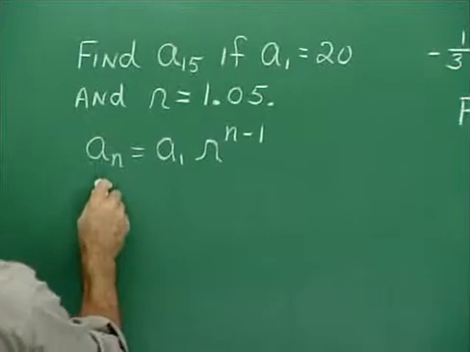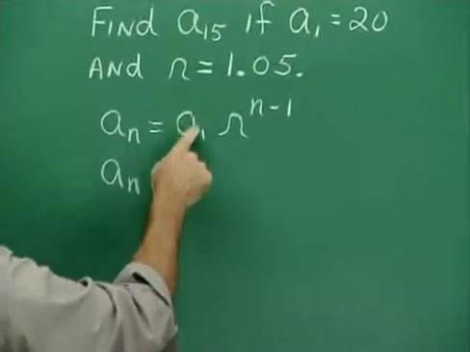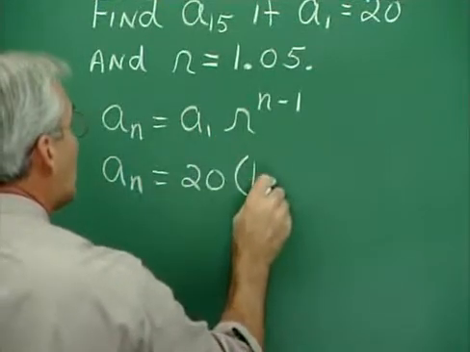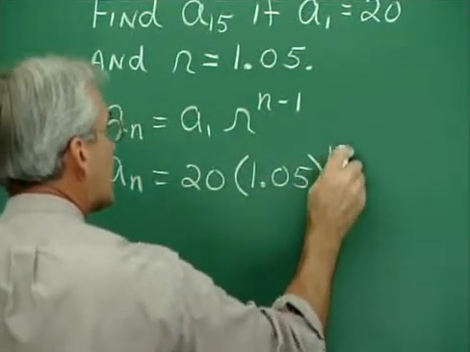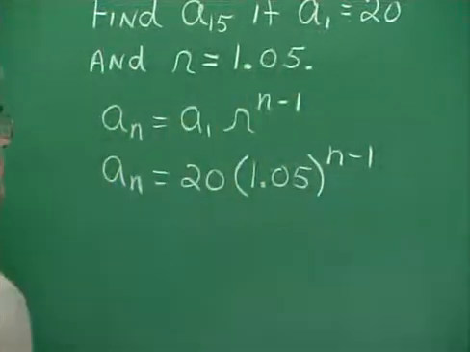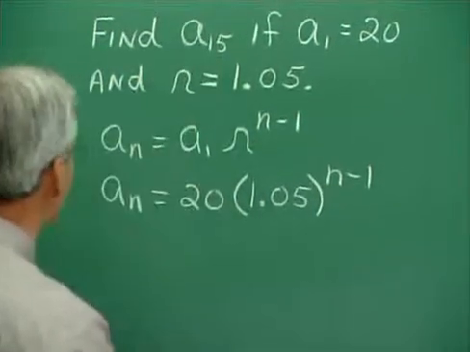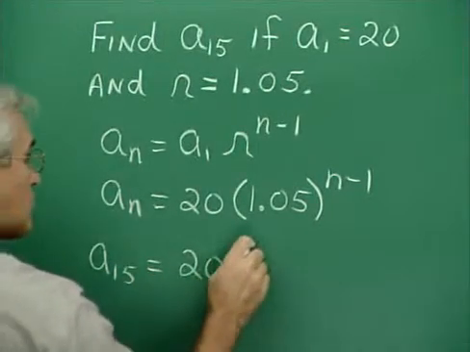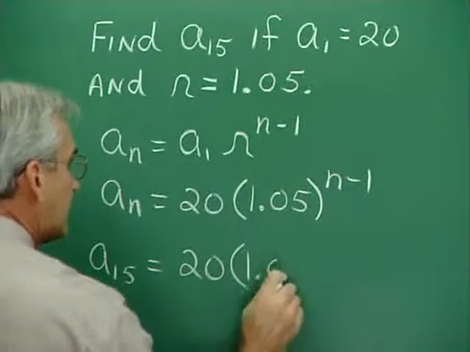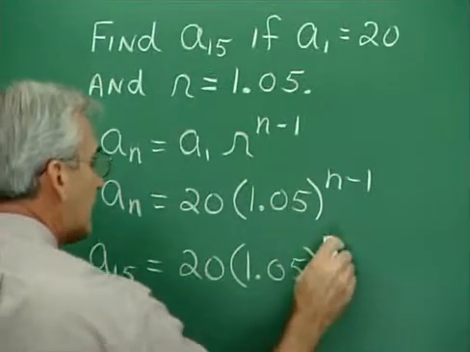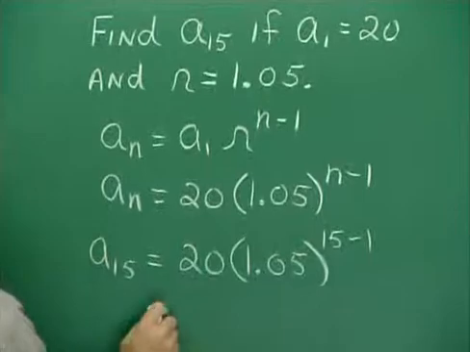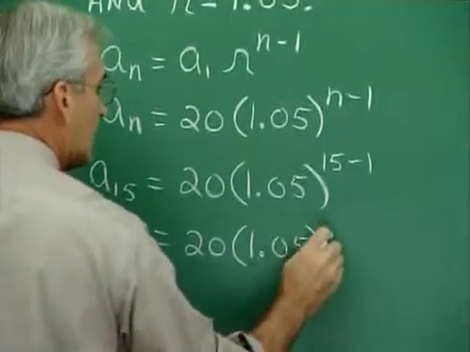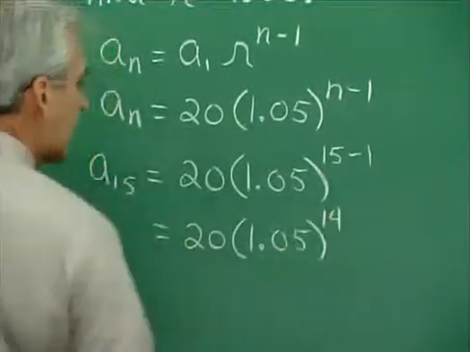Okay, at any rate, let's see. The nth term is, and a sub 1, we're told, is 20. Common ratio is 1.05, and this is to the n minus 1. Now we're just plugging in the information given, but we're asked to find a sub 15. So a sub 15 is found by using our expression here and replacing n with 15. You see, and now we have 1.05 to the 14th.